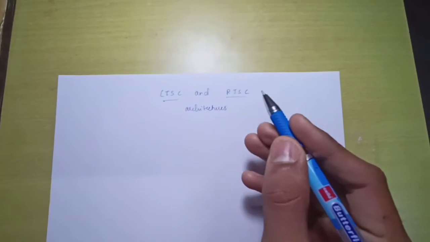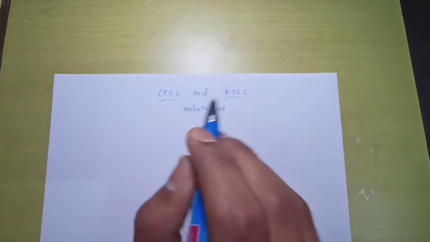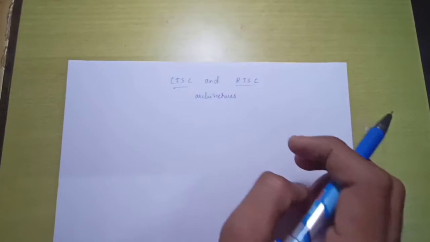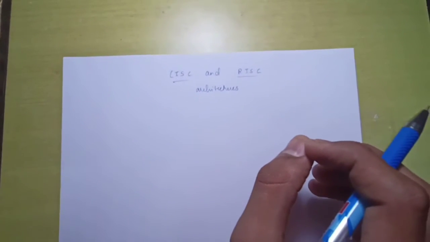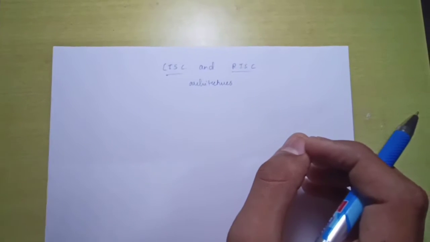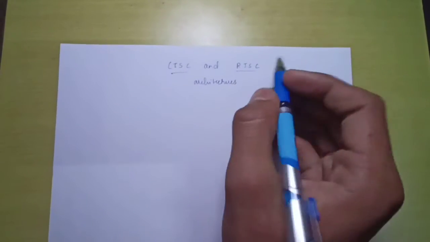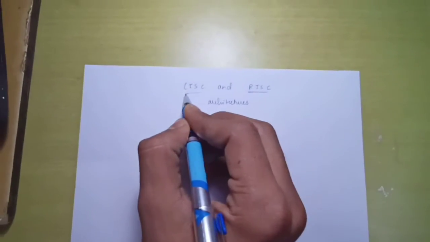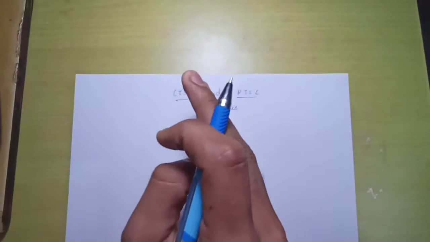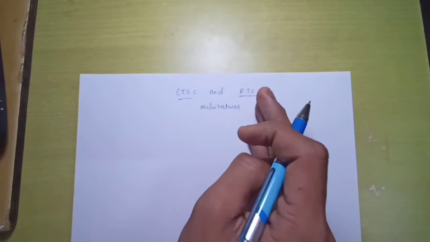RISC and CISC architectures are very important when we are studying about embedded systems. So we'll not just read theory here. We'll understand them practically, how they differ from each other, why nowadays RISC architectures are widely used, and why not CISC architectures. What are the advantages of both and how they differ from each other.